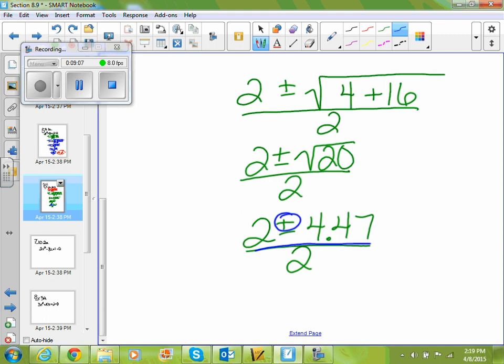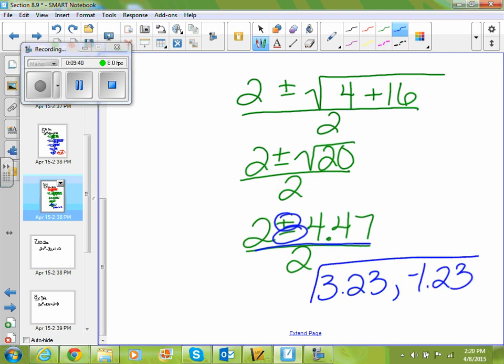And then you divide by your denominator. So what's 6.47 divided by 2? 3.23. Okay, then we do our subtraction. So 2 minus 4.47 is negative 2.47. And then if you divide that by 2, what do you get? Negative 1.23. And that's where your other solution comes in. So does this make sense now? Yeah.